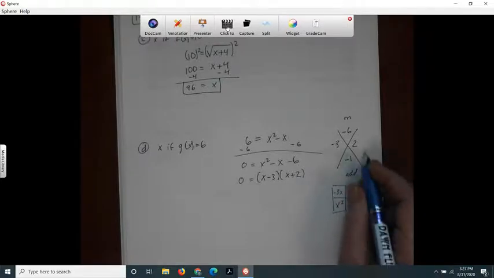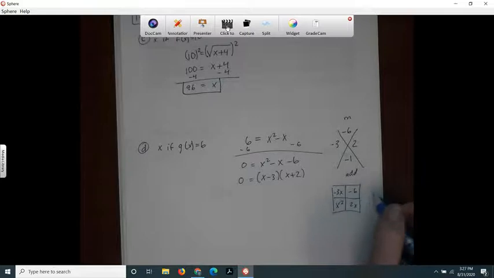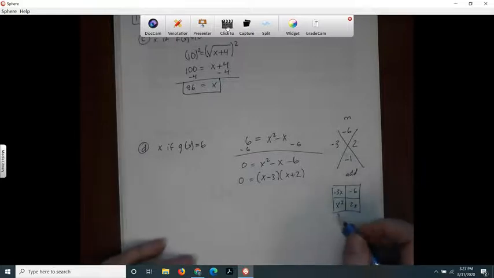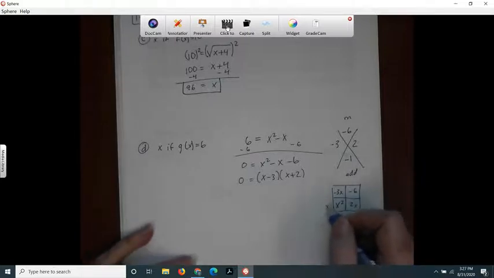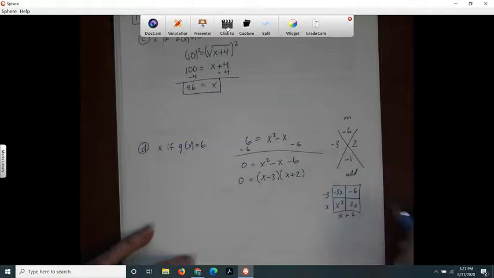I'm just doing this in case this is familiar to you. So I know x times x is x squared. This has to be a 2 because this times this has to equal what's inside. This will be a negative 3. And then I just check it. So you can see here that I got the same answer. I just skipped this step.